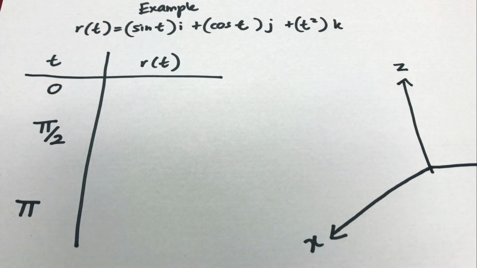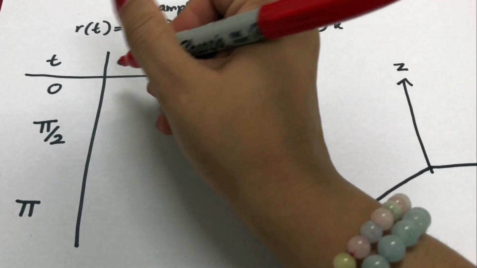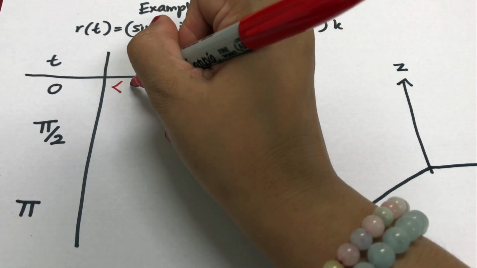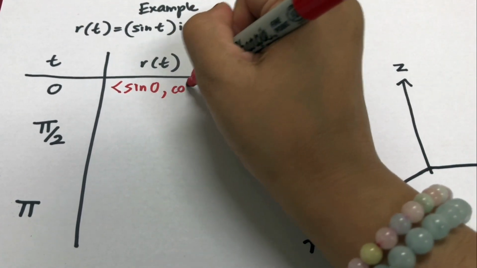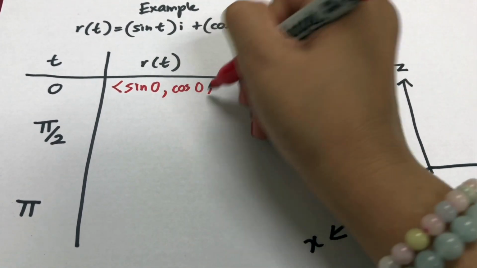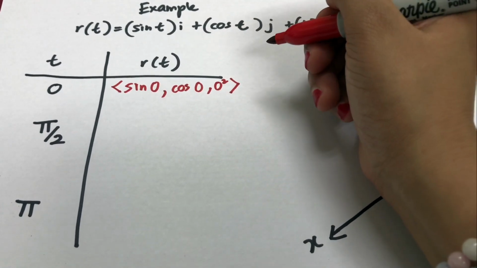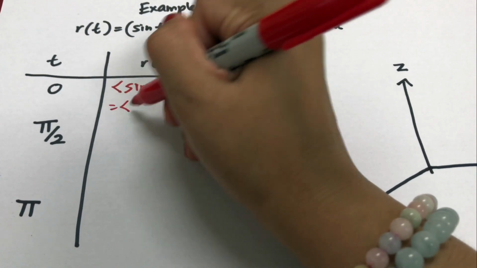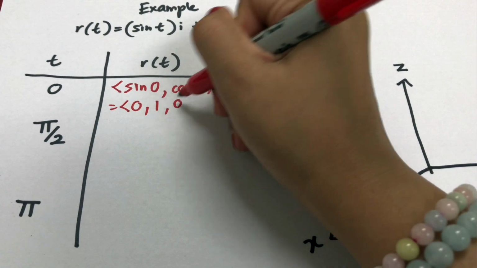Our input are the values 0, pi over 2, and pi. So let's calculate the values of r of 0, the vector r of pi over 2, and the vector r of pi. So r of 0 would be, the first component would be sine 0, the second component cos 0, and the third component would be 0 squared. Sine 0 is equal to 0. Cos of 0 is 1. 0 squared is simply 0.